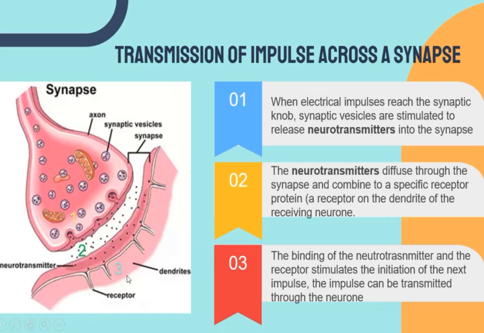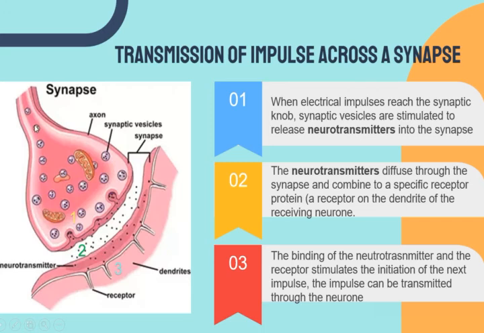Once the neurotransmitter binds with the receptor, it will convert the chemical signal just now to the electrical signal. So now the electrical signal can be transmitted through the neuron. That is referred to as the transmission of impulse across a synapse.